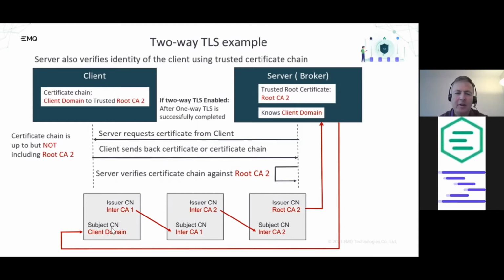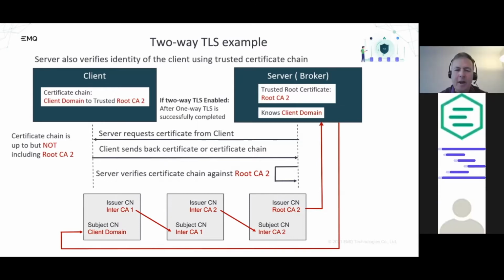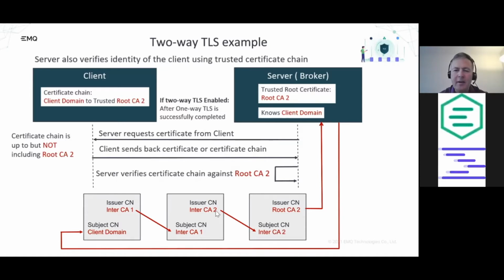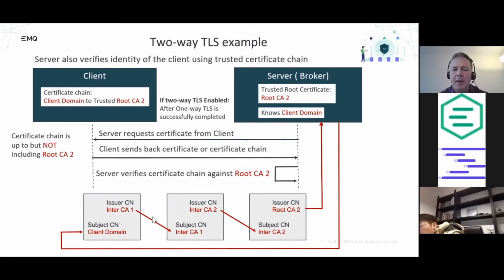The server is looking for the client's domain in the subject and looking for an issuer that's issued by a trusted root CA. And if there are any intermediate CAs, then they have to have valid trust links between the issuer and the subject, where the issuer and subject match. So again, this is a valid certificate chain because the issuer and subjects match.